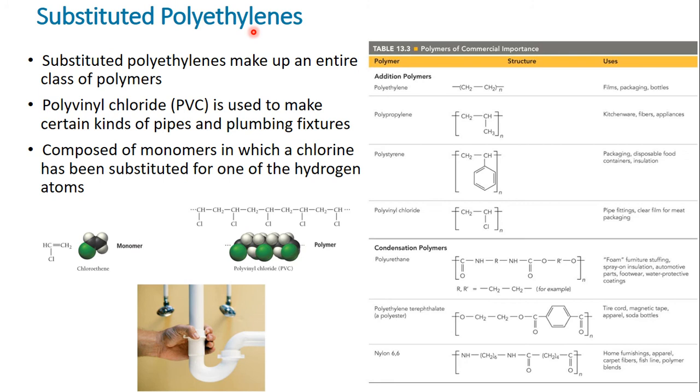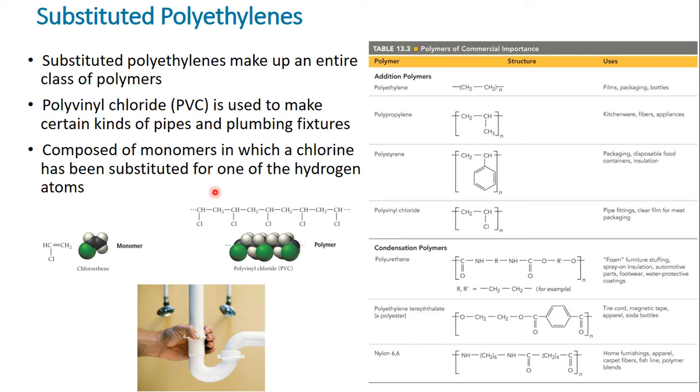Now, polyethylenes that have been substituted at some position make up an entire class of polymers themselves. One you might be familiar with is PVC, or polyvinyl chloride. That's where you just take your ethylene and you add a chlorine atom. So your monomer here is chloroethene to make your PVC.